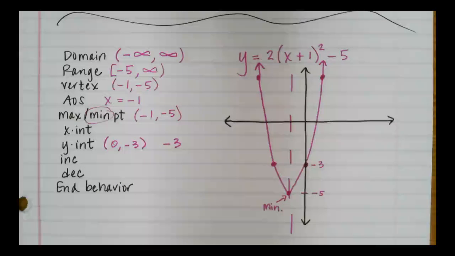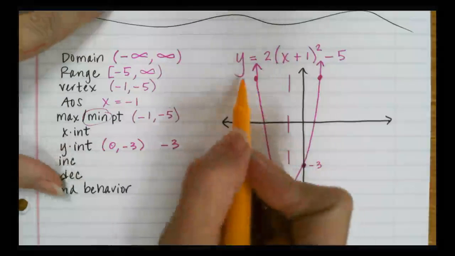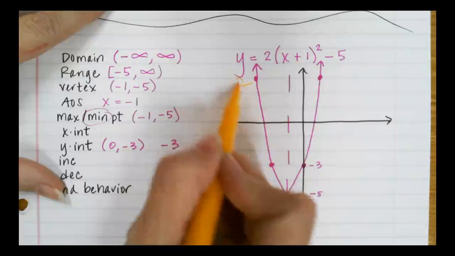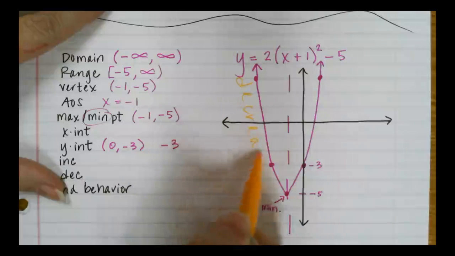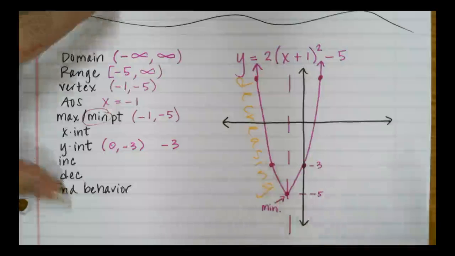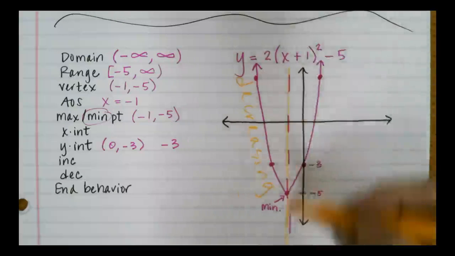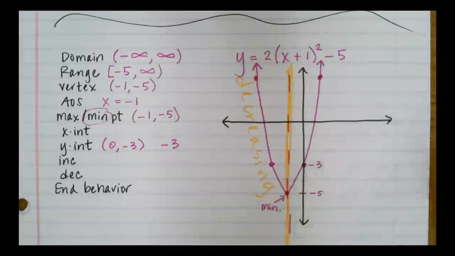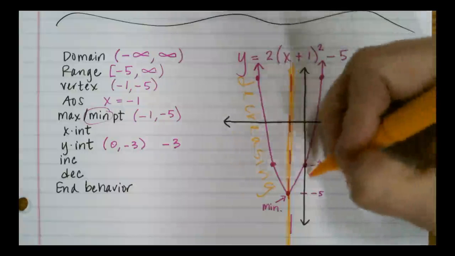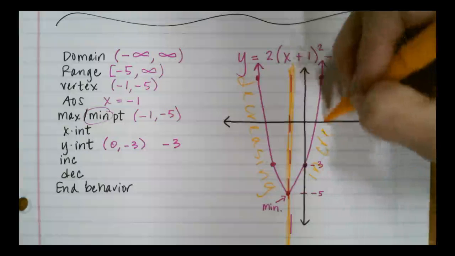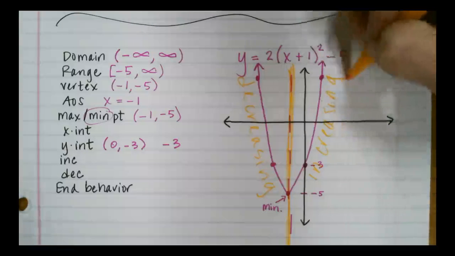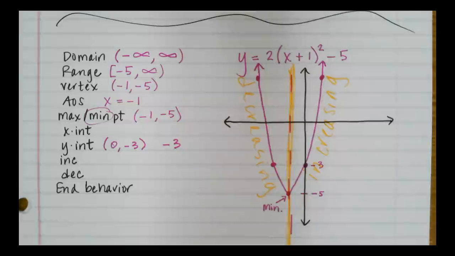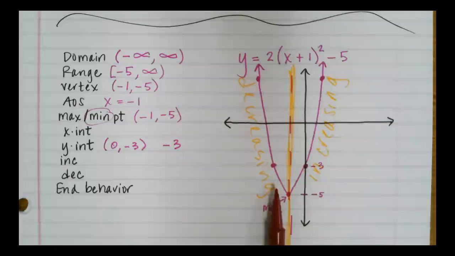All right, increasing and decreasing. Basically, when we draw this parabola, this side is decreasing until it gets to the axis of symmetry. And then this side of the parabola is increasing. All right, so it changes over at the axis of symmetry.